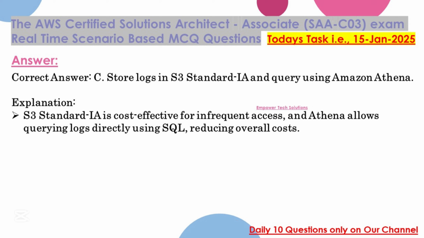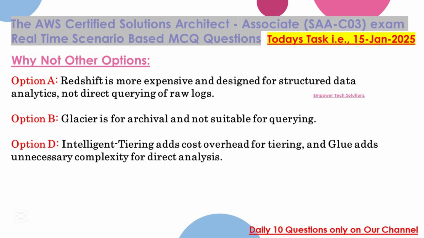Correct answer, C. Store logs in S3 Standard-IA and query using Amazon Athena. Explanation: S3 Standard-IA is cost-effective for infrequent access, and Athena allows querying logs directly using SQL, reducing overall costs. Why not other options? Option A.